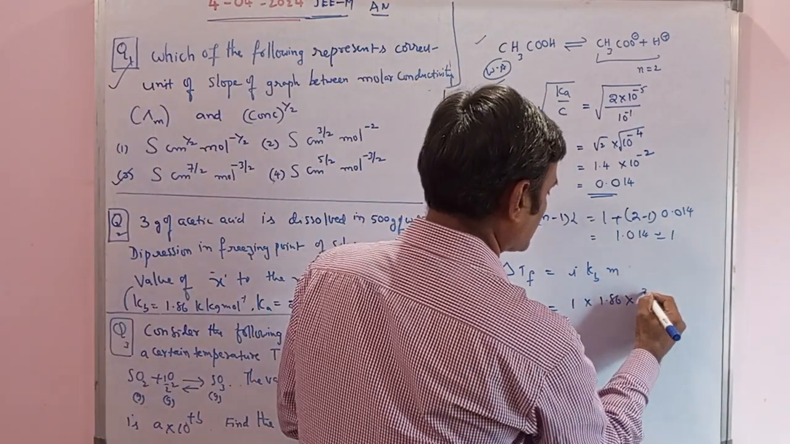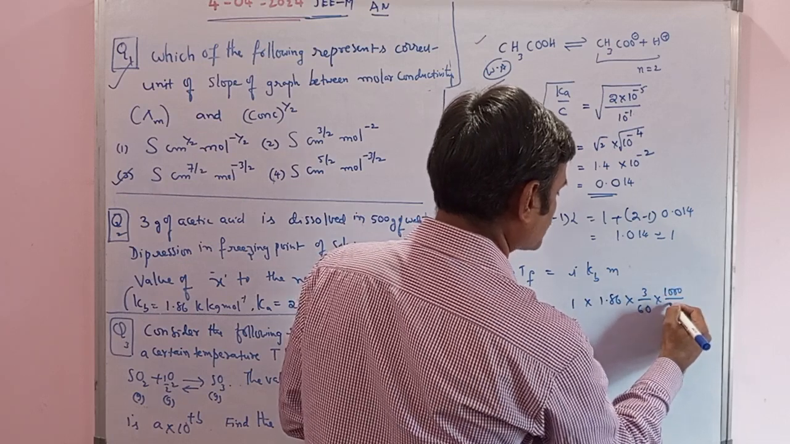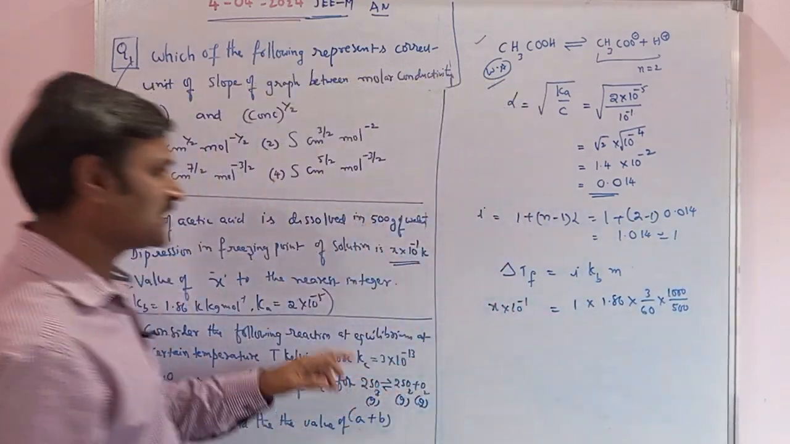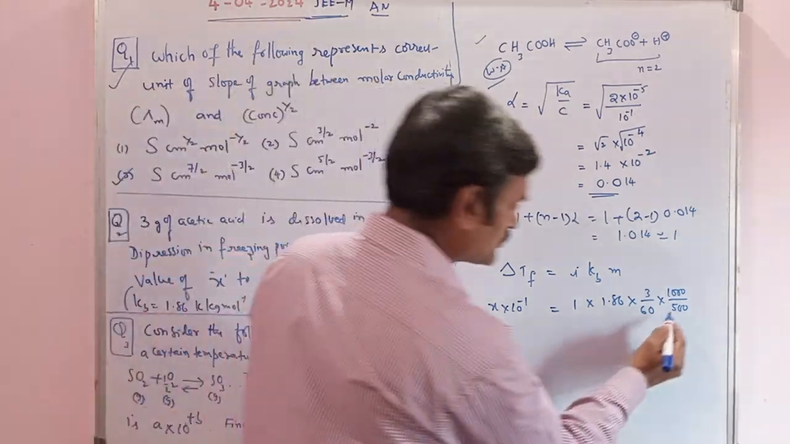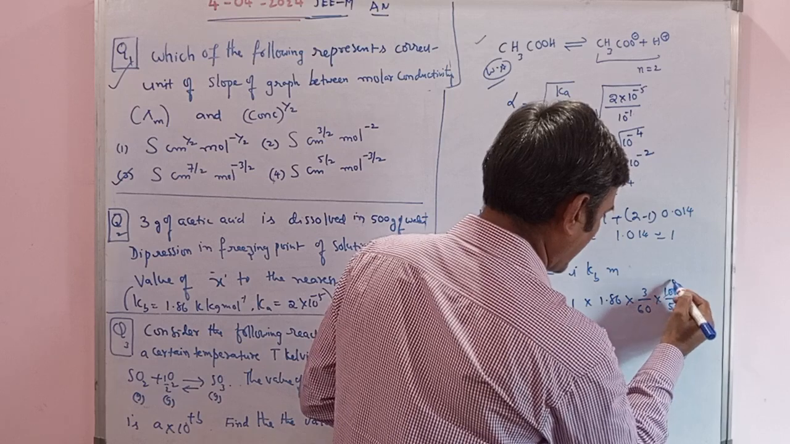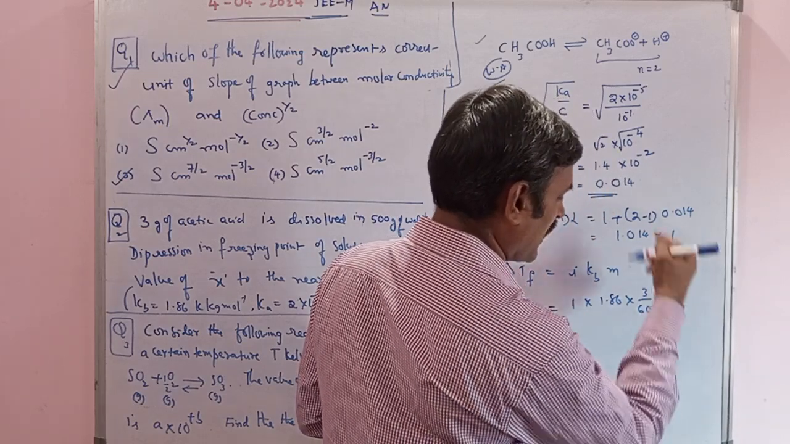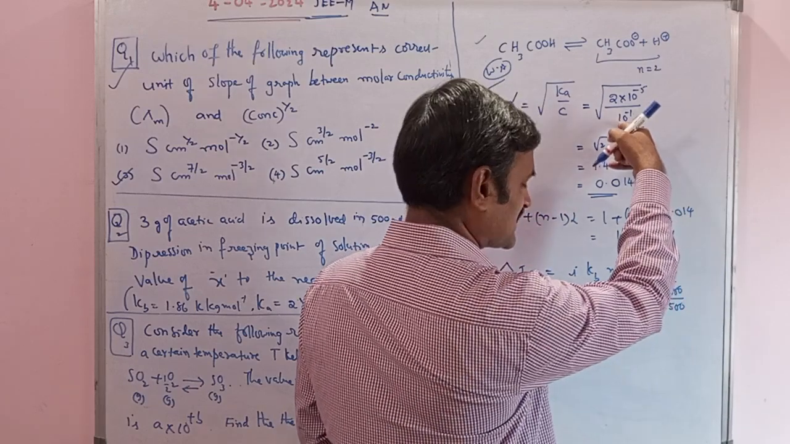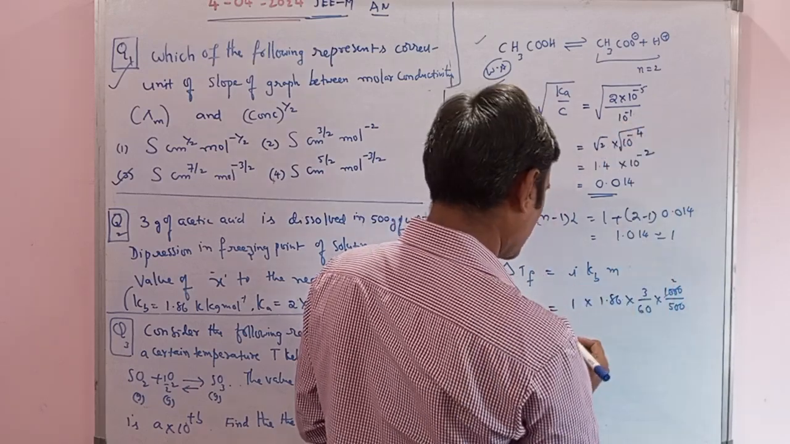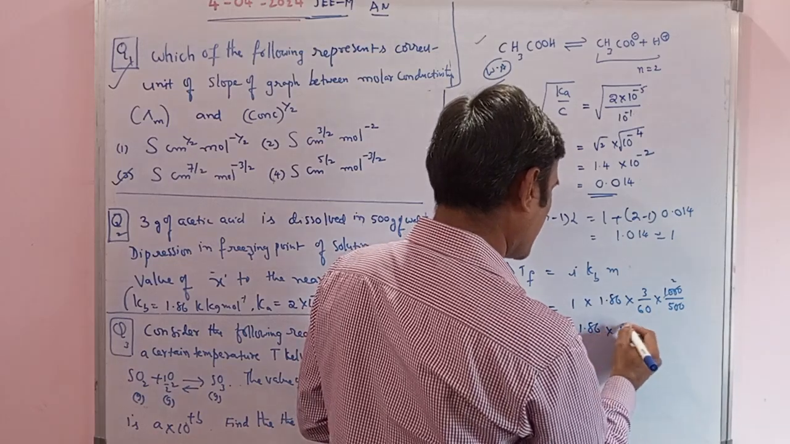Molality is the weight of acetic acid by its molar mass, into 1000 by the weight of solvent. The weight of water given in the question is 400. Using simplification, 2 times get cancelled, then 6 by 60 is 1 by 10. That 1 by 10 is the 10 power minus 1 that we have taken. So it is 1.86 into 10 power minus 1, which is 0.186.